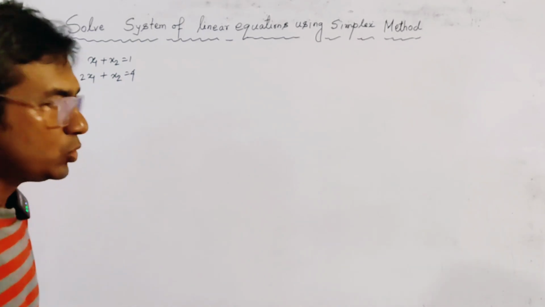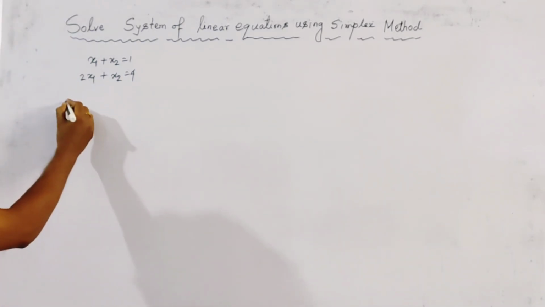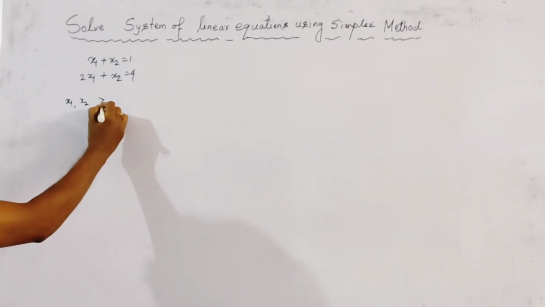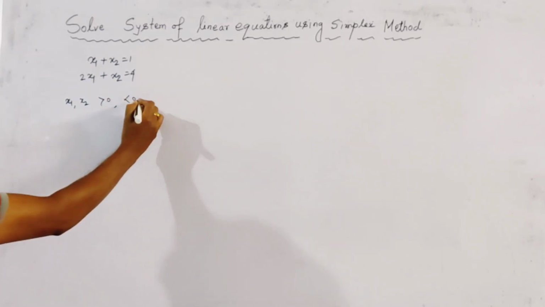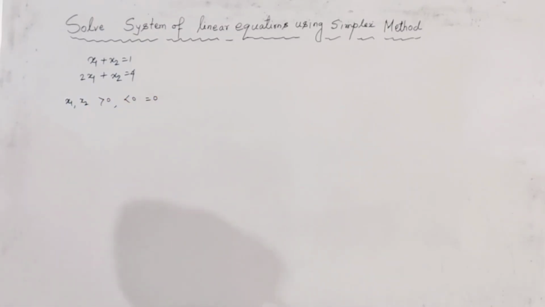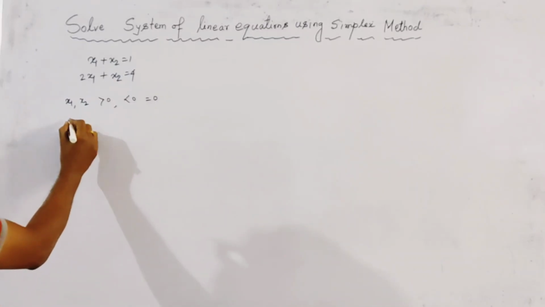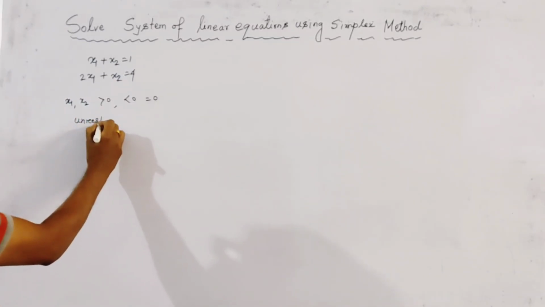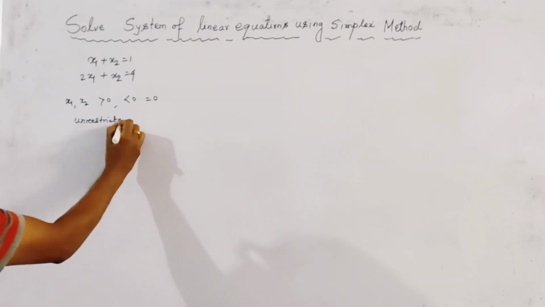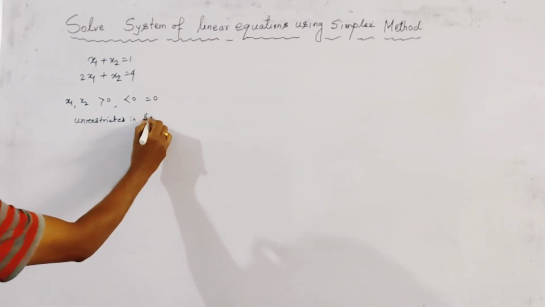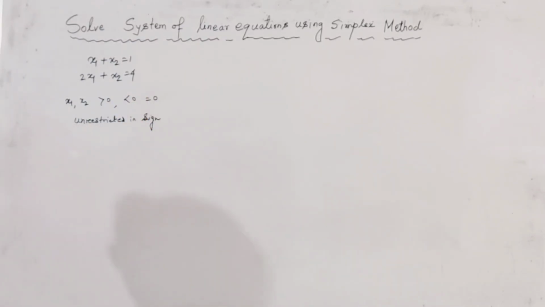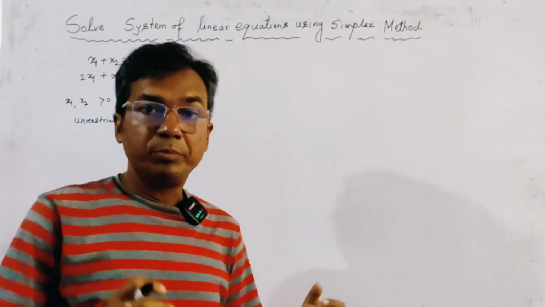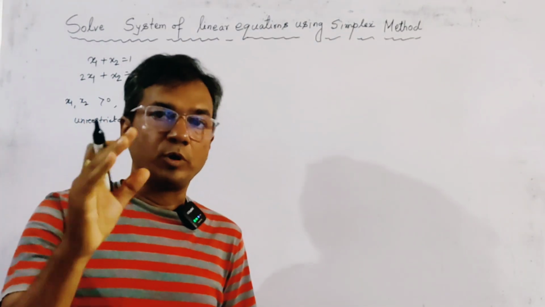The values of the variables x1 and x2 may be greater than 0, less than 0, or equal to 0. So we say that the variables are unrestricted in sign, from the point of view of the simplex method or the linear programming problem.